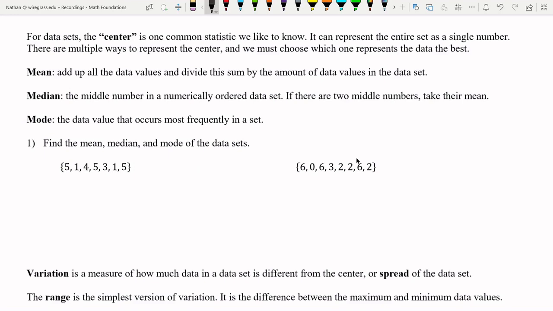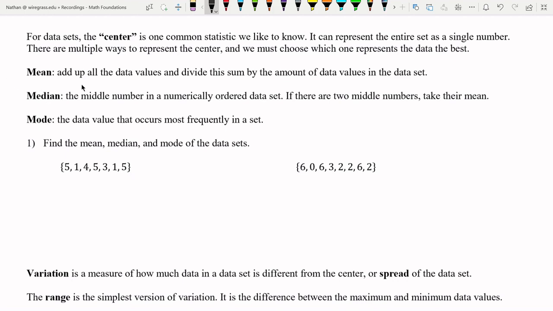For data sets, the center is one common statistic we like to know. Now, it can represent this entire set as a single number, though it may not do a good job of that. There are multiple ways to represent the center, and really it's up to us to decide which one is the best representation. And that typically depends upon what kind of data set you have. So the common three are the mean, the median, and the mode.